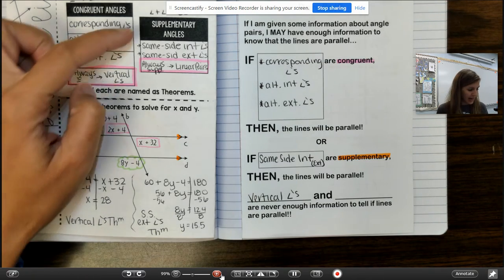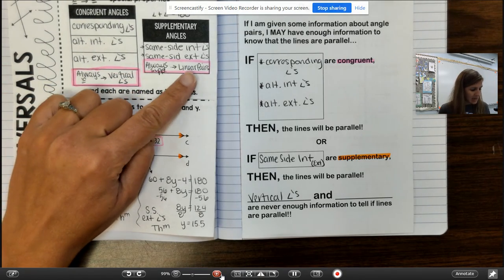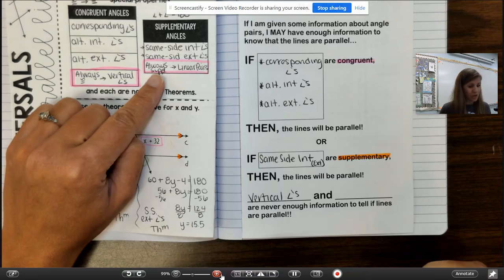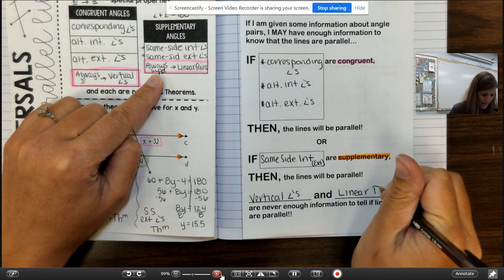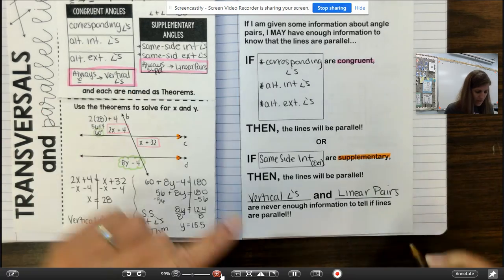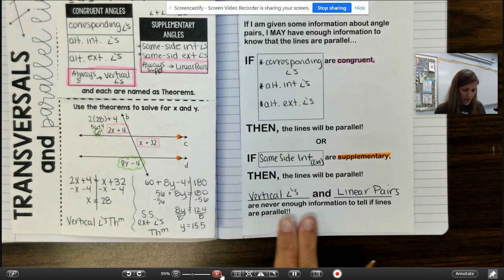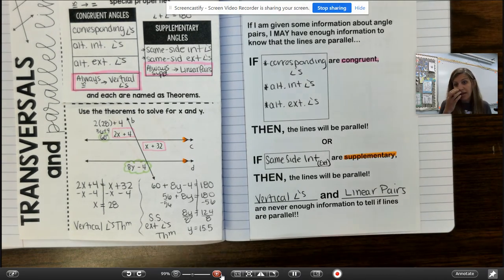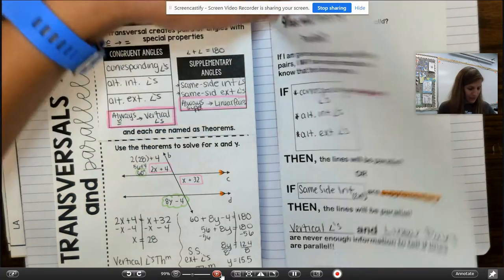However, there is one pair of supplementary angles that won't ensure parallel lines, and that's linear pairs. Linear pairs are always supplementary. It doesn't matter if the lines are parallel or not, so that won't tell me enough information. Vertical angles and linear pairs are never enough information to tell me if the lines are parallel or not. Okay, so let's try a few. Open this guy up.